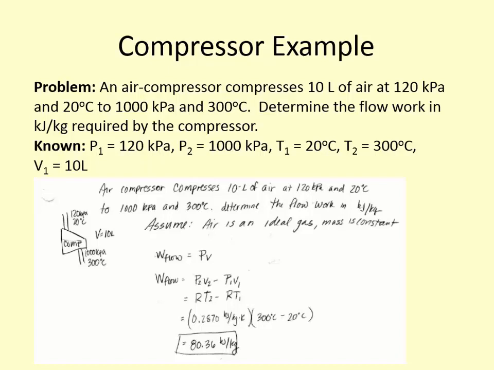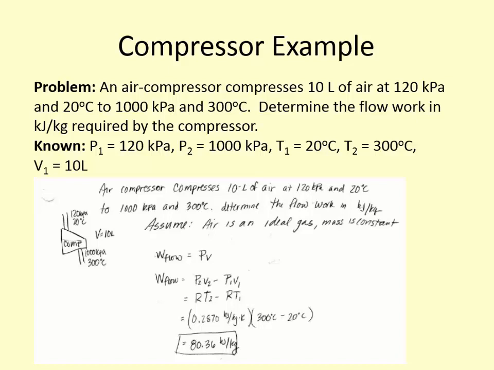Okay, your problem in your homework is not an ideal gas. I think it's R134A. You cannot do this. You have to actually go to the property tables and look up the values. Yeah, but it would be PV equals mRT, and you would know V, so then you could find it.